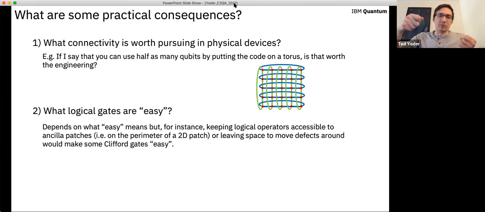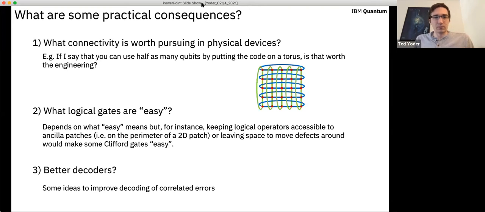You sort of have to keep them far apart as well to make sure that the code distance doesn't get reduced during this process. And then finally, one consequence of our work might be the discovery of better decoders. Because especially when there are twist defects in the code, the decoding problem becomes a little bit more complicated. So we have some ideas to improve decoding of correlated errors.